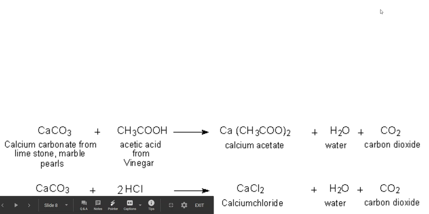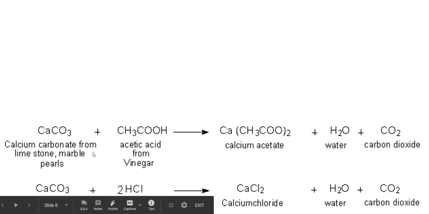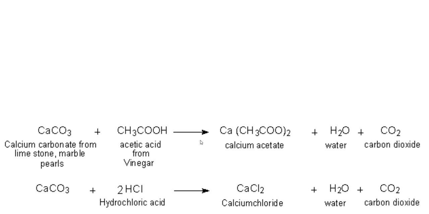Right, so if we zoom in on that chemical reaction, it involves an acid and a base. The acid is from vinegar, acetic acid here, CH3COOH, and calcium carbonate, which we can find in limestone, marble, and pearls. And so the interaction of these two chemicals forms calcium acetate, water, and carbon dioxide.